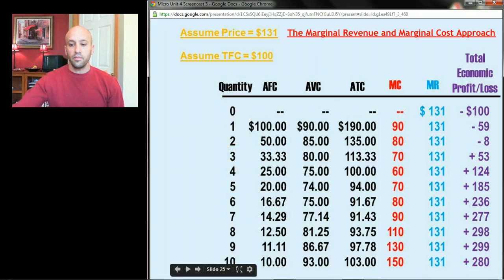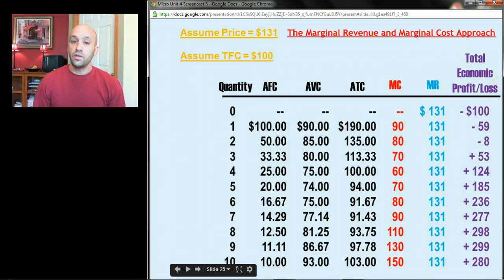Same with the third unit. The third unit is going to cost $70 more to produce than 2 units did, and that third unit is going to bring in another $131. By the way, notice these marginal revenue numbers, and remember why they don't change. They're equal to price, which is $131.